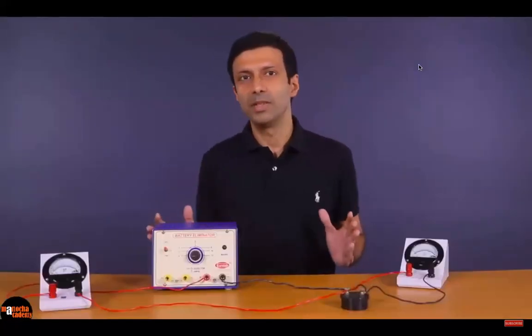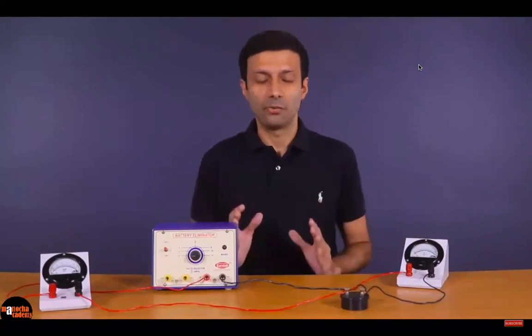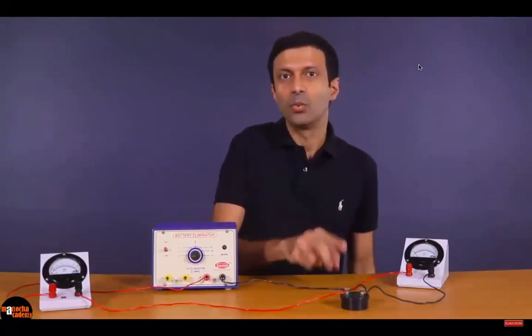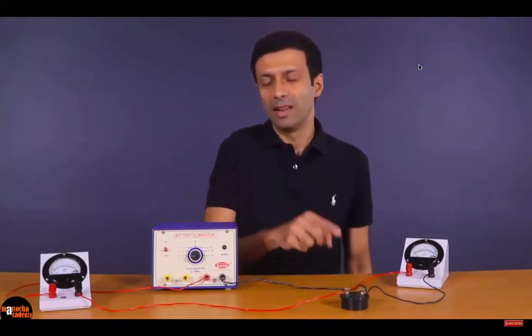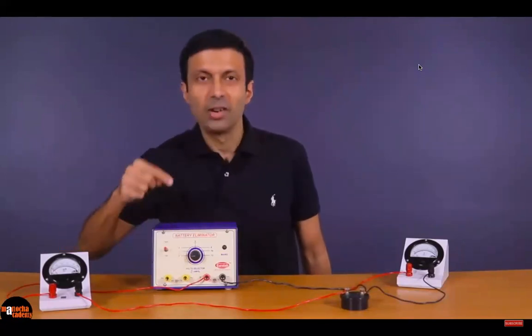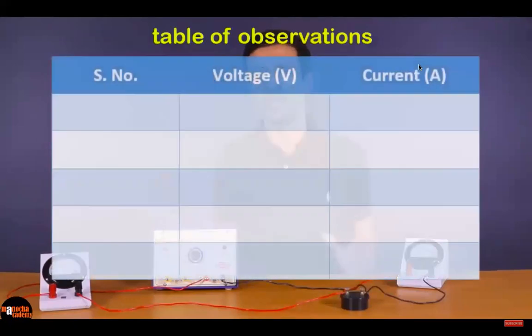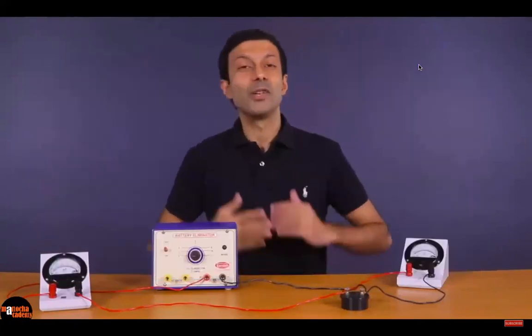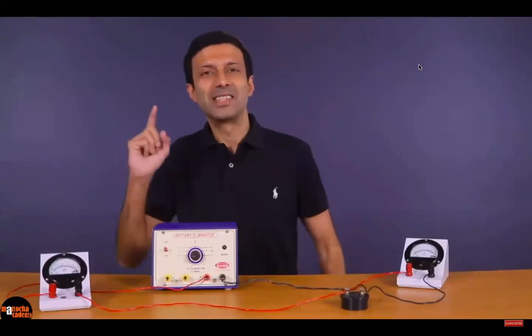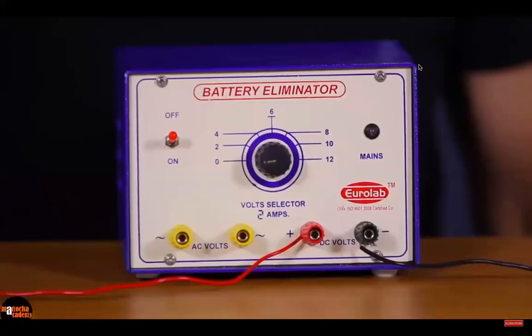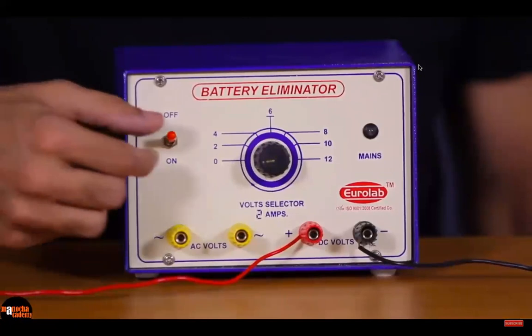For our experiment, we are going to change the potential difference across the wire, which is inside this black box, by turning the knob on our voltage supply. And we'll make a table of our observations, the values of potential difference across the wire and the corresponding current in the wire. So are you ready? Let's go ahead and start our experiment. Now I'm going to switch on the voltage supply.